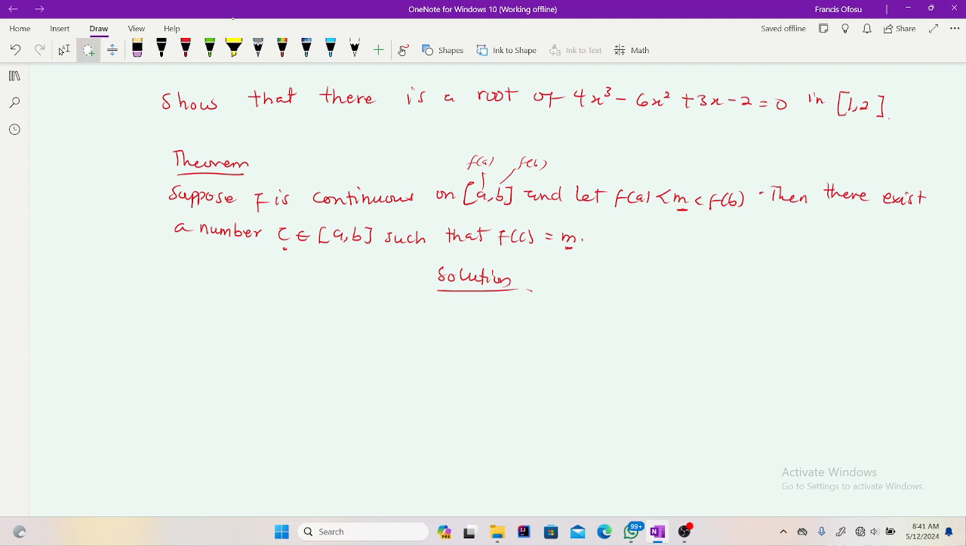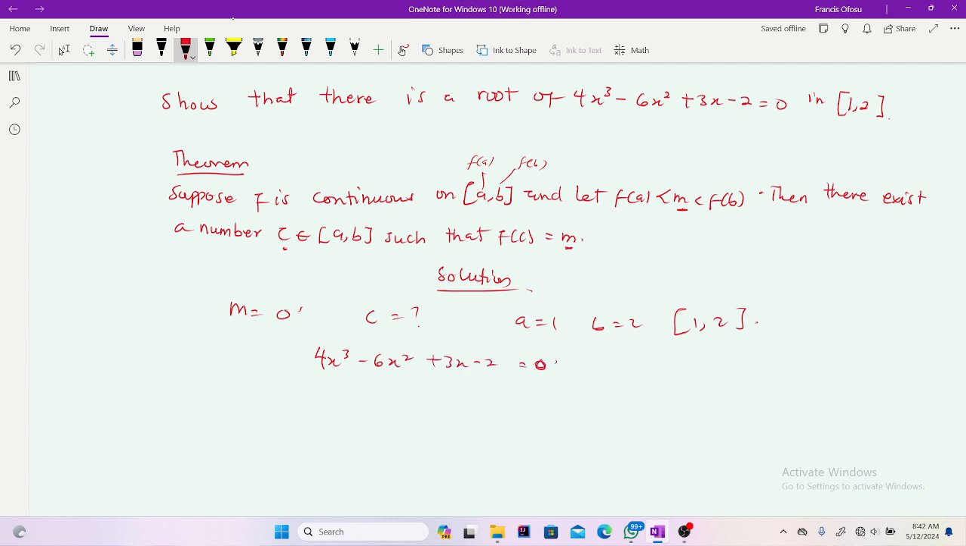What does the root mean? A root of every function gives an output of 0. So if the output is 0, then our M is 0, okay? So before we start, we know that M is equal to 0. We are looking out to see if indeed we have a c. If we are looking out for a c, then we know that a is equal to 1 and b is equal to 2, so we have [1, 2], right? So now let's see. Our function is given as 4x cubed minus 6x squared plus 3x minus 2 equals 0.